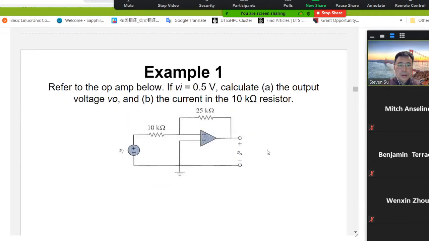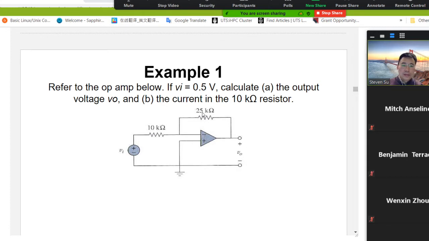Now we do the tutorial question, for this kind of question. For this one, can you tell me what's the circuit name? Actually, it's an inverting amplifier. So can you get the gain? What's the gain for this one? Is it minus or positive? It's inverting, so negative. Yeah, so it's negative 2.5.